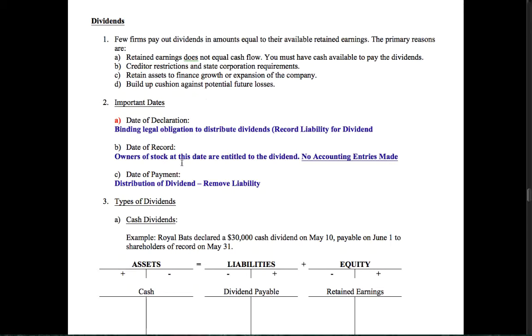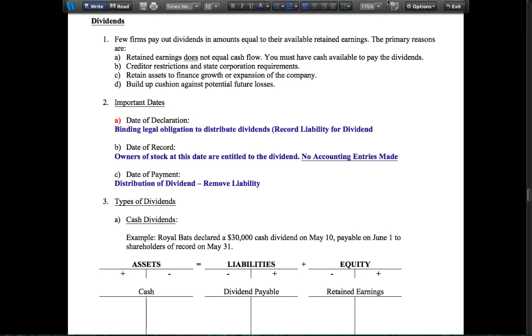So before we move on to getting into some examples of dividends, I just want to reiterate that these 3 dates are key for you to understand as you're completing your problems for dividends. Specifically, make sure that you understand that the date of declaration is a binding legal obligation.